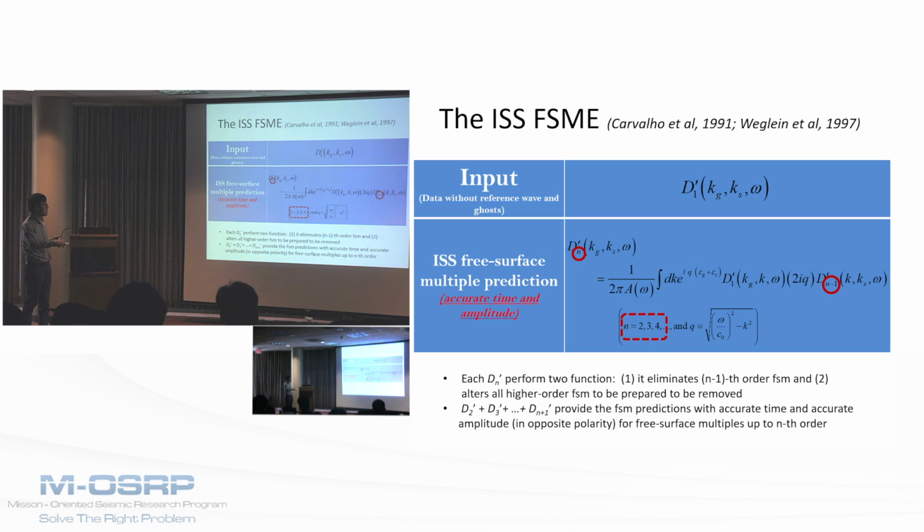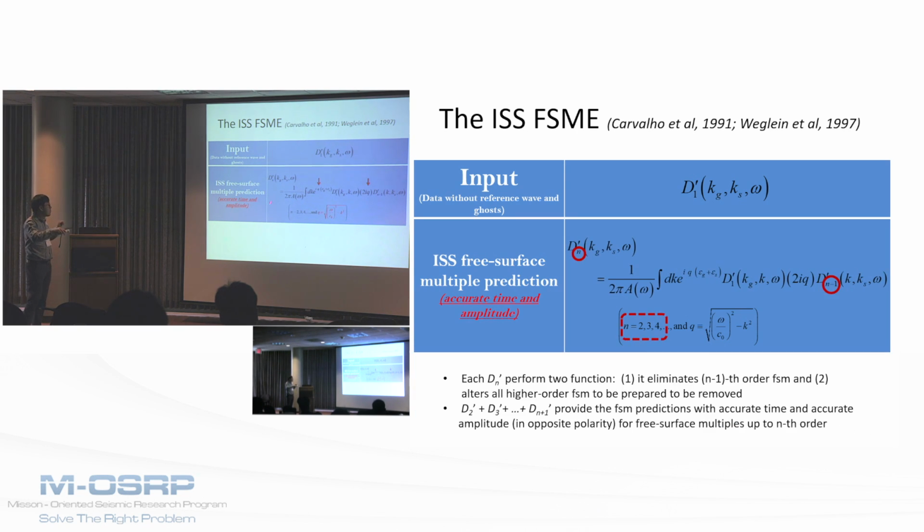but in opposite polarity compared to the actual free surface multiple, for the free surface multiple up to the nth order. That means it depends on how many orders you want to remove in your data. Let's say you want to remove up to the third order free surface multiple. All you need to calculate is the D2 prime, D3 prime, and D4 prime. So that depends on how many terms you will need to be calculated in this prediction term.